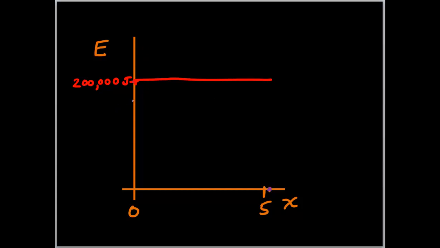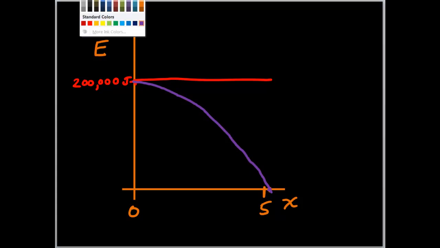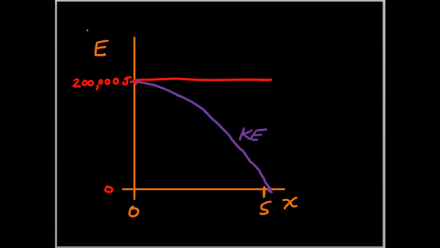Now we plot the kinetic energy. Starts out at 200,000, and it's not linear. Ends at 0. So our kinetic energy is 0 at the end. That's when the spring is compressed the maximum amount. The car stops, so the kinetic energy is 0. Let's label the total mechanical energy, ME, which leaves the potential energy.